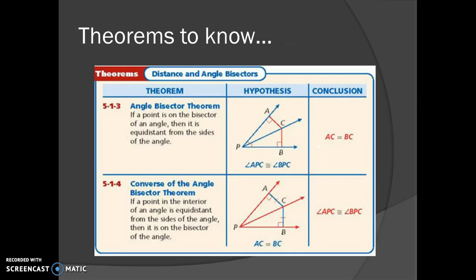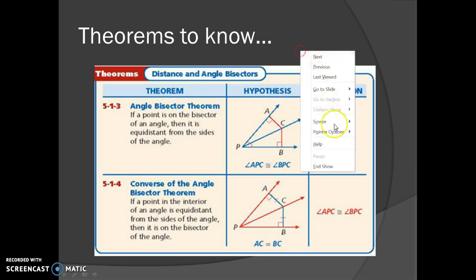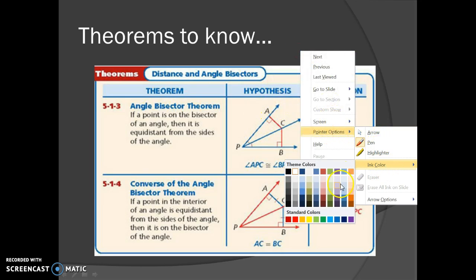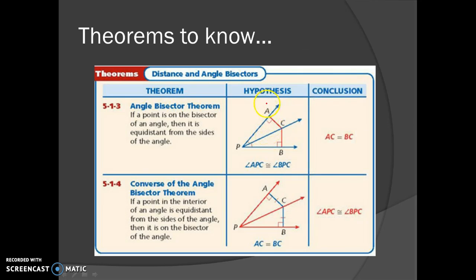Perpendicular bisectors of segments are kind of one category here, and another category would be angle bisectors. So we're dealing with an angle. Let me change colors here. So we're dealing with this angle APB. And so what we say is if we have a point on the bisector of an angle, so what we know is that this segment right here, PC, is an angle bisector. That means it's cutting this larger angle perfectly in half.